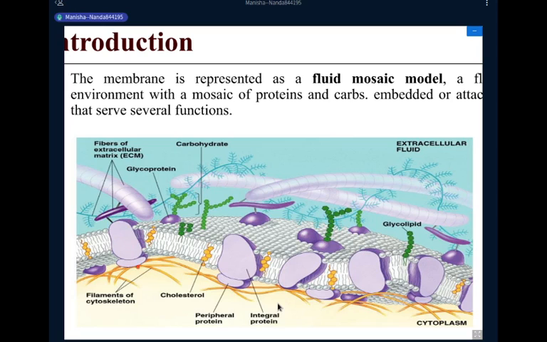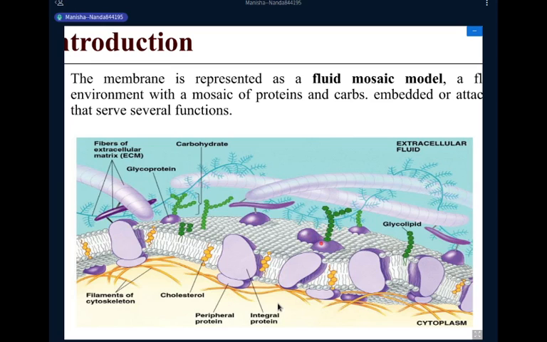Then if you take a look at the proteins, you'll see there are some proteins which are able to cross both these bilayers, while there are some proteins that are embedded either in the internal or the external phospholipid bilayer. These proteins are called transmembrane proteins or integral proteins that can cross the lipid bilayer, and they connect the cell interior to the cell exterior through the plasma membrane.